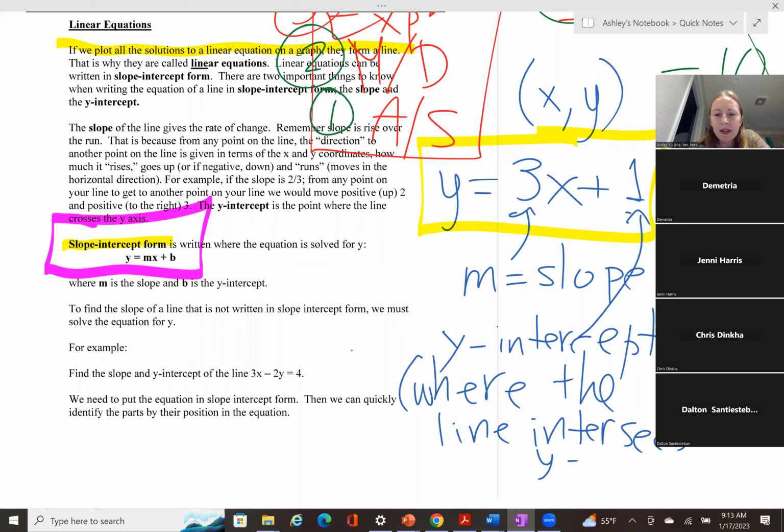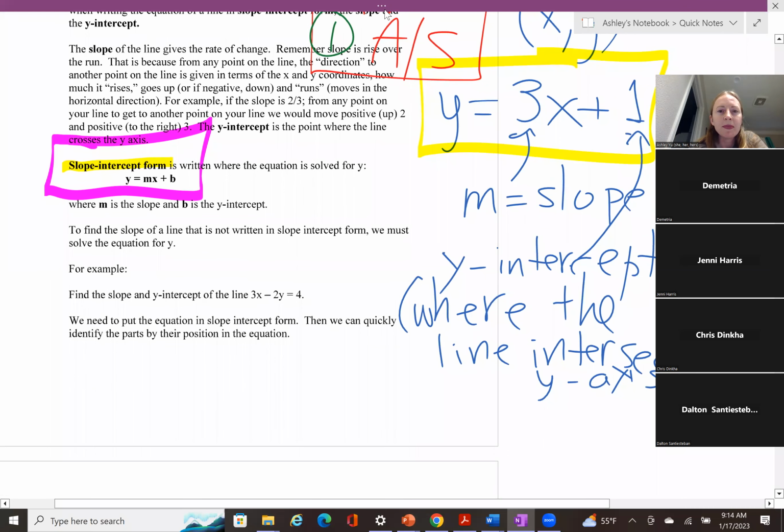The y-axis, yeah, that's the idea. Let me try to draw a little xy coordinate system, because even that might be something that you forgot or never learned.